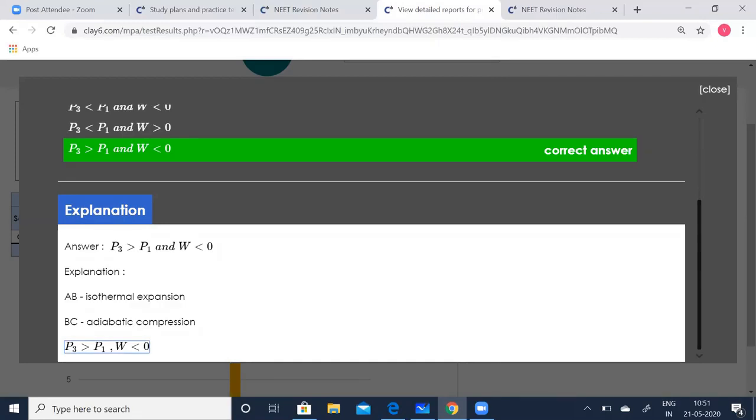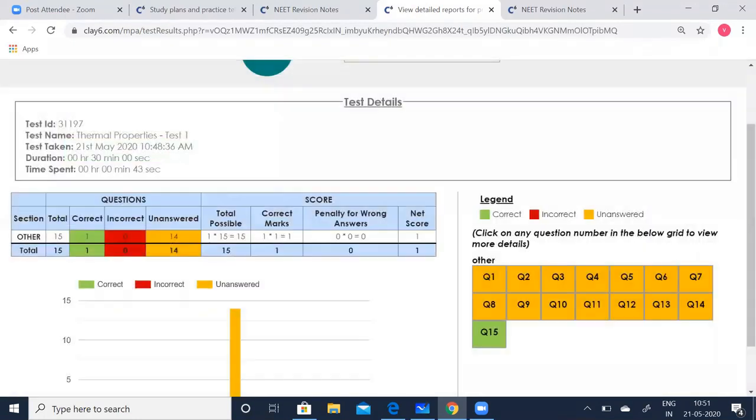So I gave all the explanation part. You can as well draw the graph, and remember the work done during an isothermal process is less than the work done during an adiabatic process. So the net work is going to be less than 0. You can get the explanation part here, and make yourself sure whether your answer is correct or wrong.